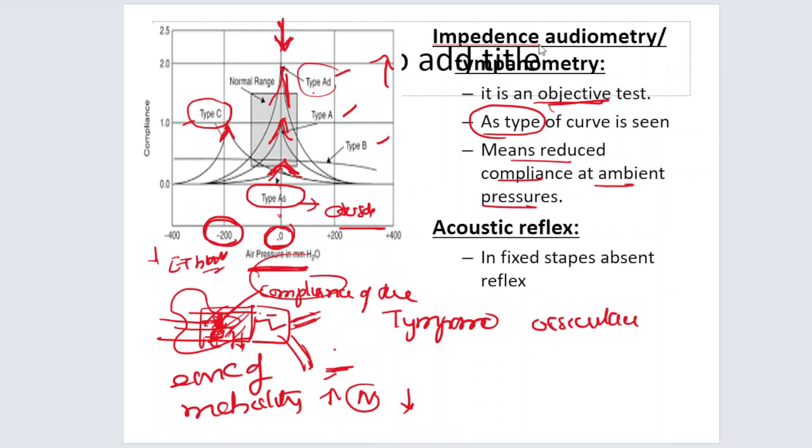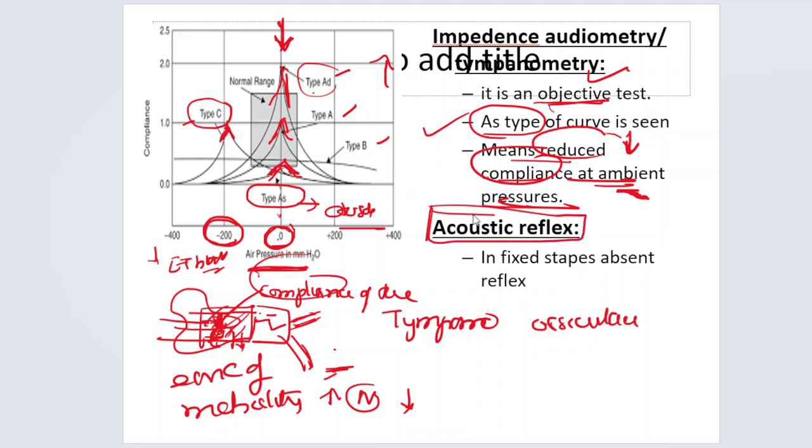Okay, right. So impedance audiometry is an objective test. An AS type of curve is seen. It means there is reduced compliance at ambient pressure. You're not changing the pressure in the external auditory canal. You're keeping the pressure normal and there is reduced compliance. Why is there reduced compliance? Because the stapes is not able to move, right?